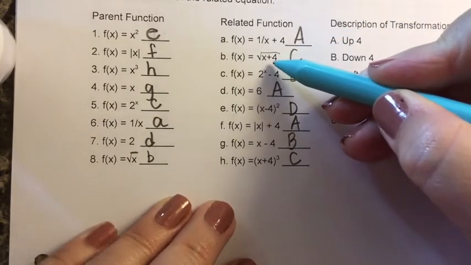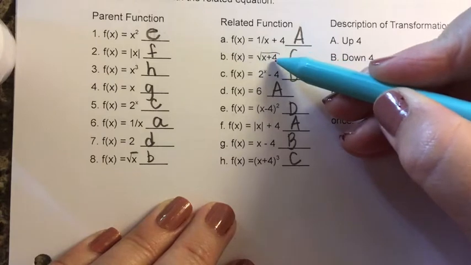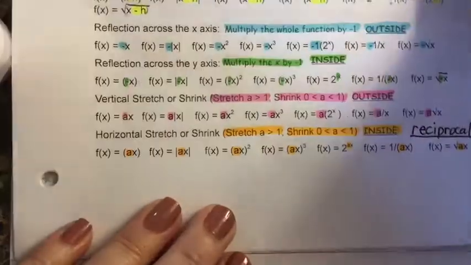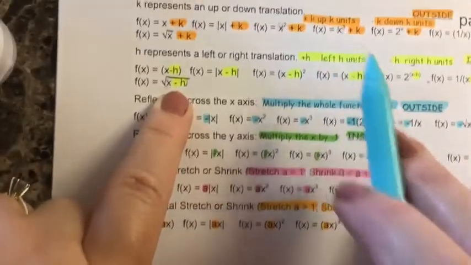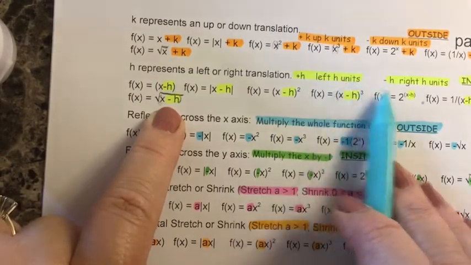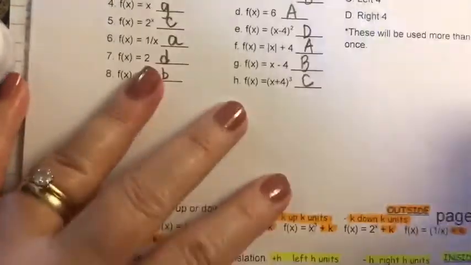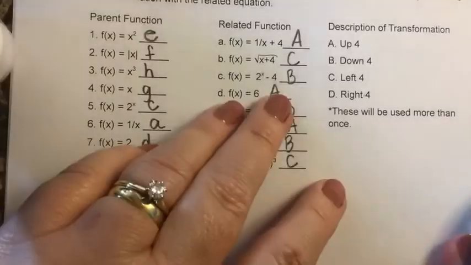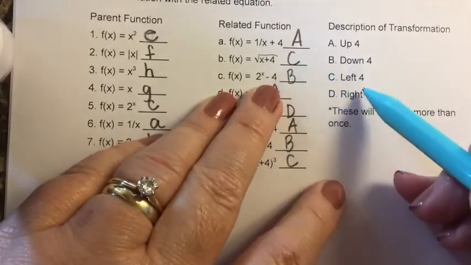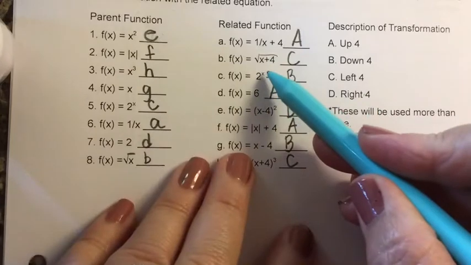Looking at letter B, this square root function, plus 4 is inside the square root with x. Inside with x, if you have plus h, that's left h units, or minus h, that's right h units. You have plus 4, so that means left 4. Inside plus 4, left 4.